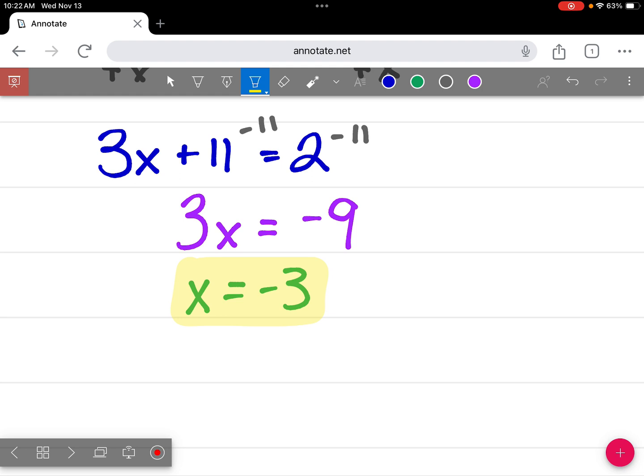You can check it. You don't have to. Our 2 times negative 3 would be negative 6 plus 11, so we'd wind up with 5 to the 5th. And 2 minus negative 3, 2 plus 3, so 5 to the 5th. So we wind up with 5 to the 5th equals 5 to the 5th, which is in fact true. So that's how you could check it if you're not super confident in it.